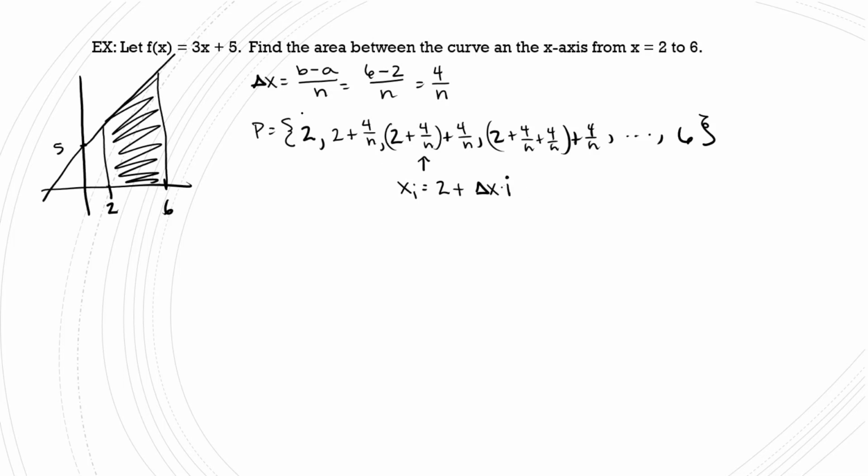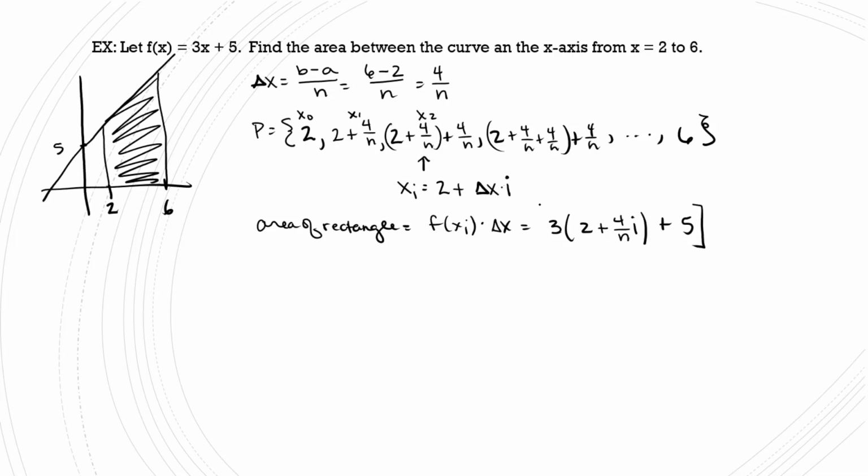So this would be like x sub 0. And then this would be x sub 1 because I've added it one time. And then x sub 2 because I've added it twice, and so on. So then each rectangle that we would form is going to be our function value times delta x. Well, the function is 3 times x plus 5, and then we're going to multiply that by our delta x.